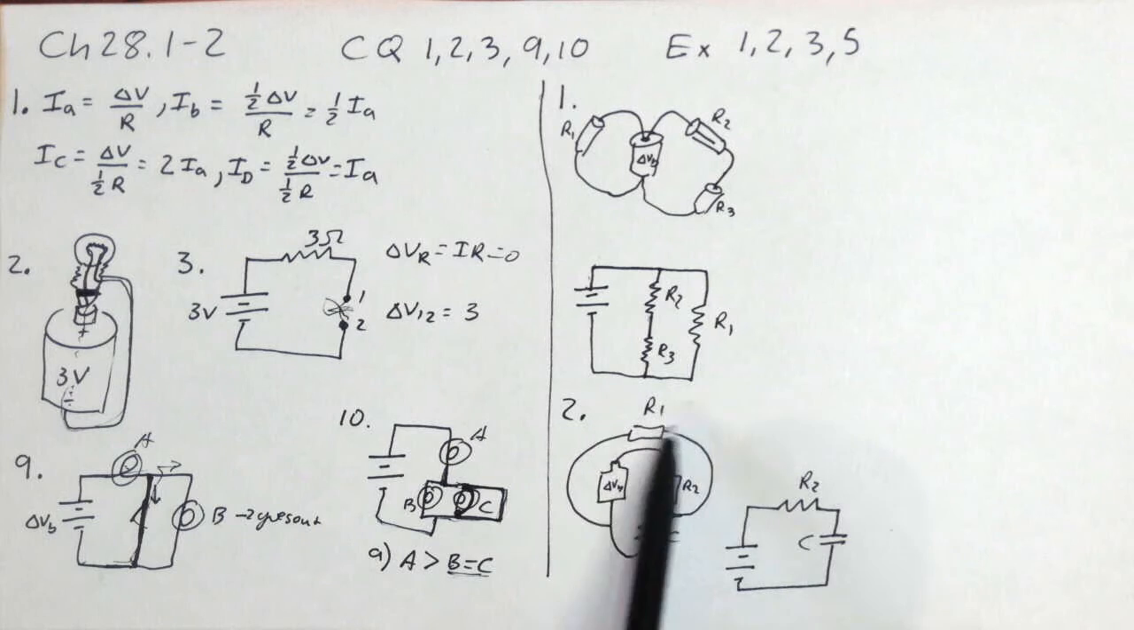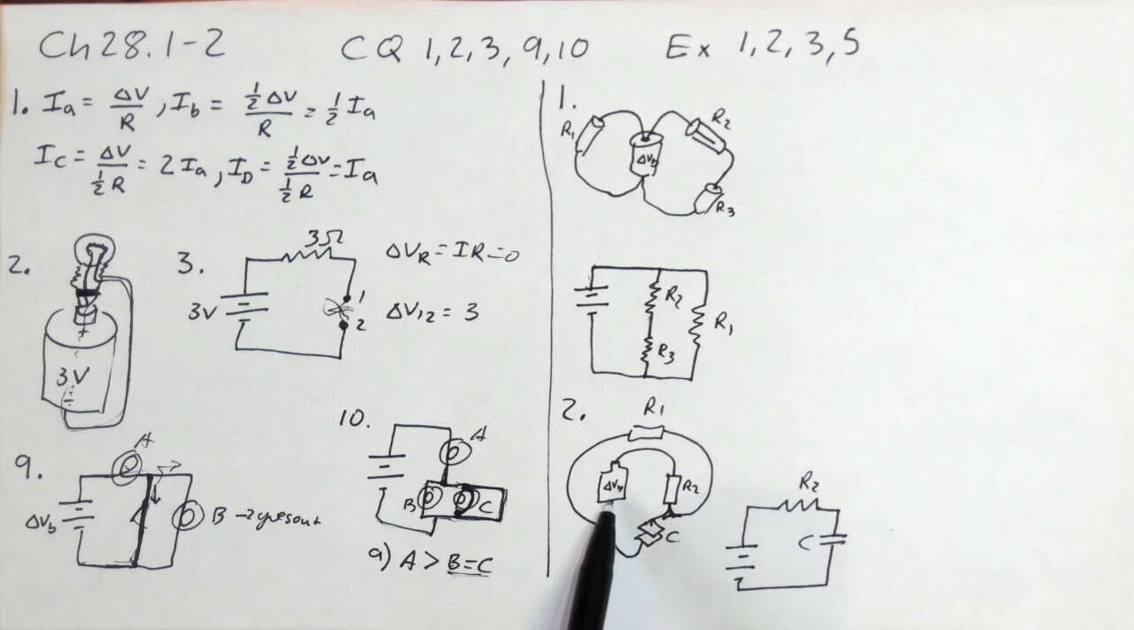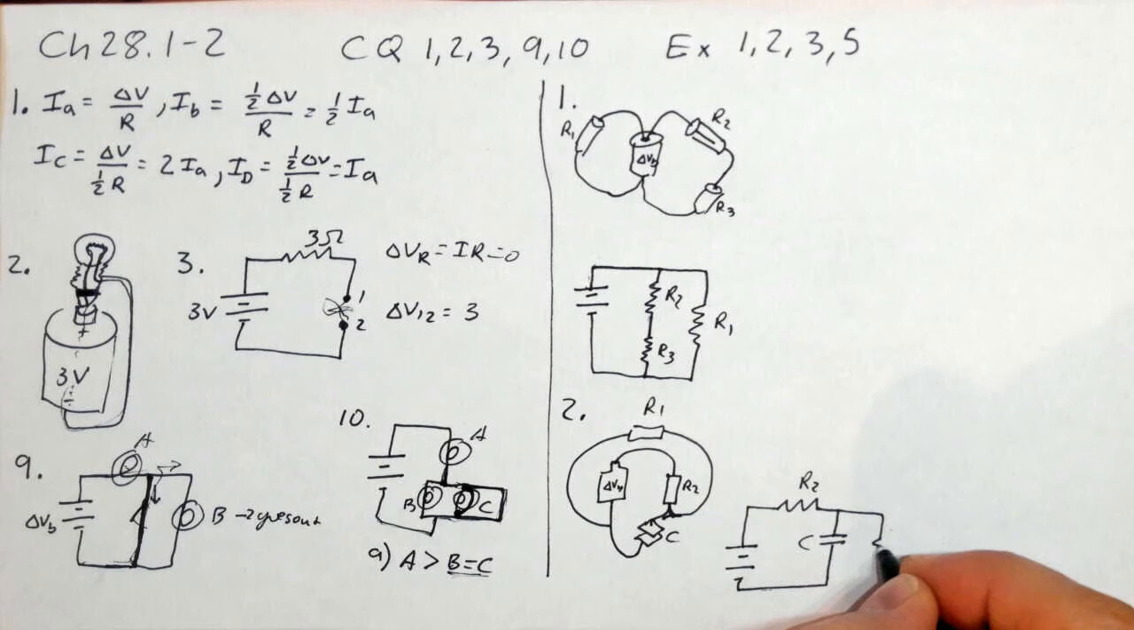So how do I attach R1 to that? Where can I connect it? Well, I know R1 has to be connected to the bottom side of the battery, so that can be connected anywhere here. This is all connected to the bottom side of the battery. The other side has to be connected in between R2 and the capacitor. Well, in between R2 and the capacitor is right here. So I can go like this.